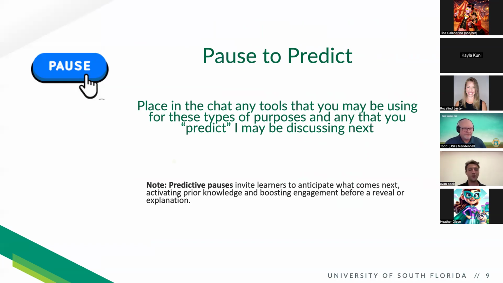So as Todd mentioned earlier, we're going to do another one of those pauses, and this time it's going to be a pause to predict. It gives you an opportunity to think about what's next with tool time. So if you're trying to make a video and you want to chunk out a video that you've already made, or you just want to record something, what are some things that come to mind? What are some software tools that you might use? Feel free to drop those in the chat or raise your hand. I know there's a small group.